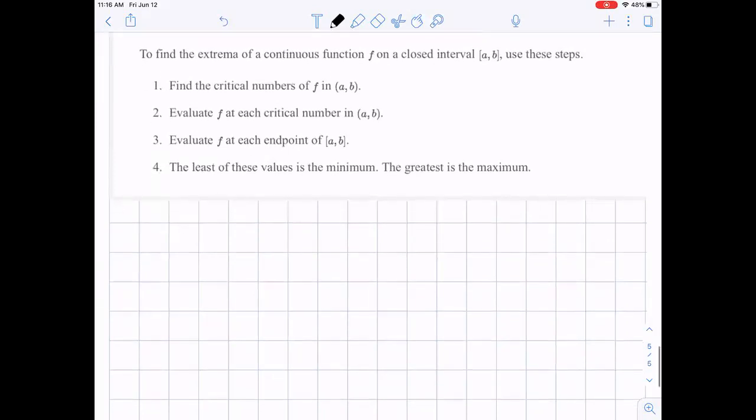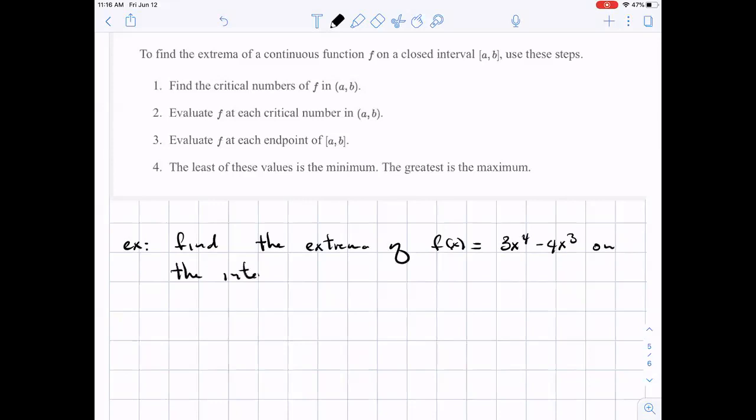So let's look at some examples. Find the extrema of f of x equals 3x to the 4th minus 4x cubed on the interval -1 to 2 inclusive. Now you should note here, the interval is closed.